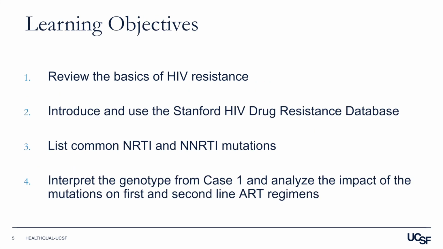All right, so just briefly going through some learning objectives, we are going to review the basics of HIV resistance and introduce and use the Stanford HIV Drug Resistance Database. And then we'll list common NRTI and NNRTI mutations, and we'll interpret the genotype from our case and analyze the impact of the mutations on first and second line ART regimens that you all are using in the Philippines.